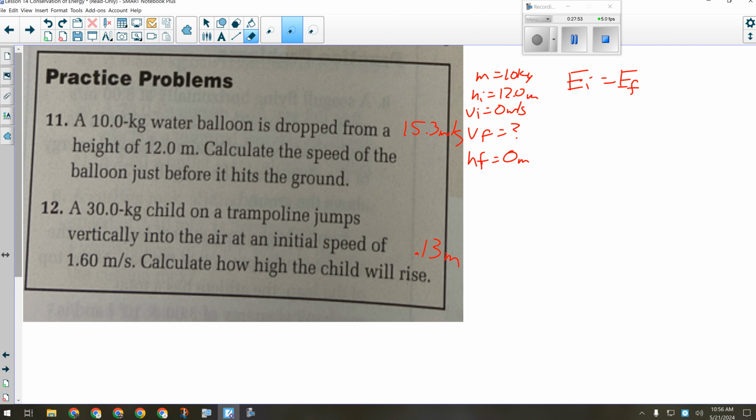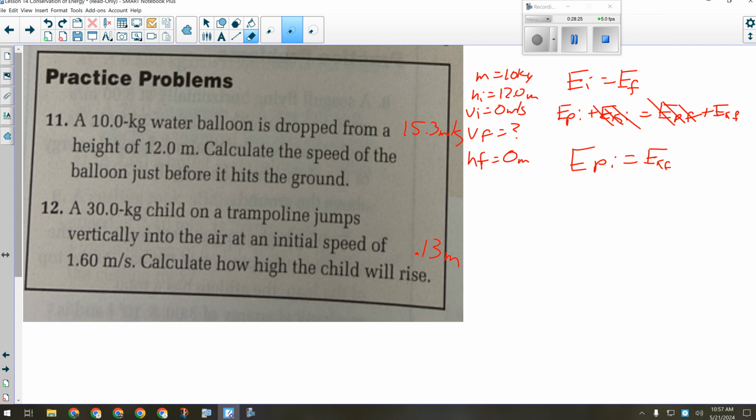All right, so mechanical energy initial equals mechanical energy final. So EP initial plus EK initial equals EP final plus EK final. I know that my final height is 0, so that's 0. I know my initial speed is 0, so that is 0. And I'm left with initial potential equals the final kinetic, because all that's happening is the object is falling and converting its gravitational potential energy into kinetic energy.